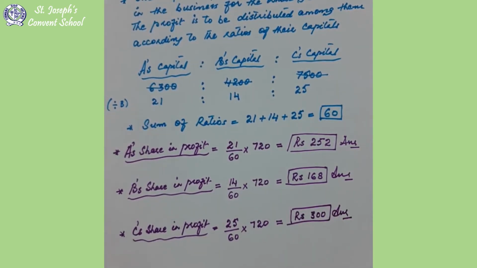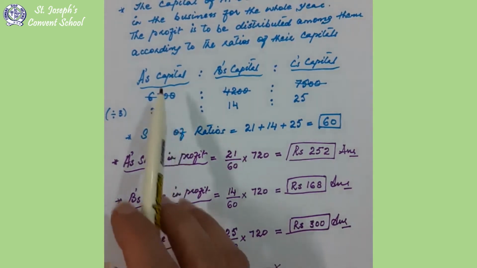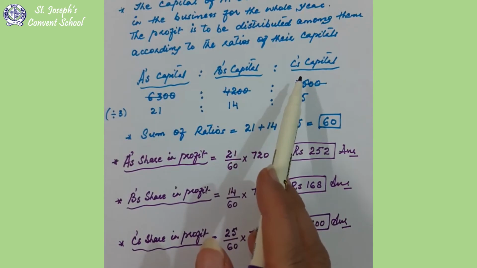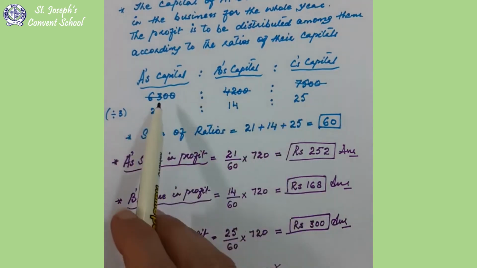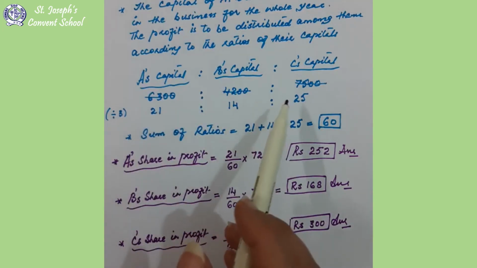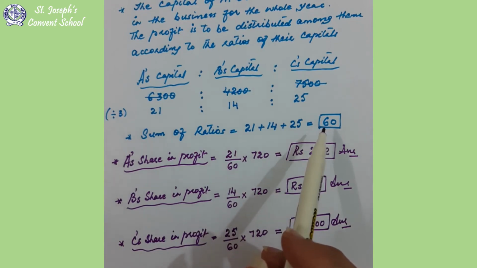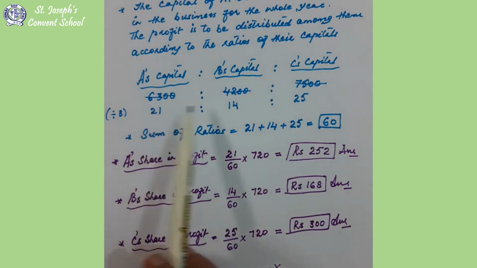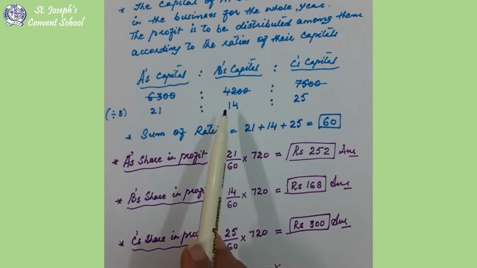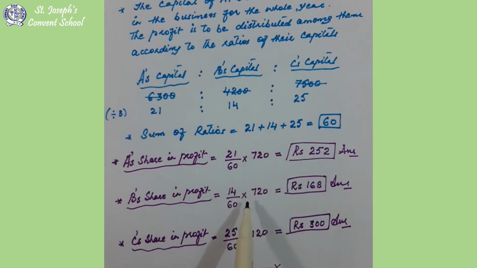Same way we have calculated. Okay, so got the answer. Simple. Write the profit, write each one's capital: A's capital, B's capital, C's capital. Then you can reduce it. All will go in the table of 3, so divide them by 3, then add them. 21 plus 14 plus 25 will get 60. Now one by one you'll solve each one's share. 21 upon 60 into profit, 14 upon 60 into profit, 25 upon 60 into profit. You'll get the answers, all three of them. Okay, so I hope you have understood this.